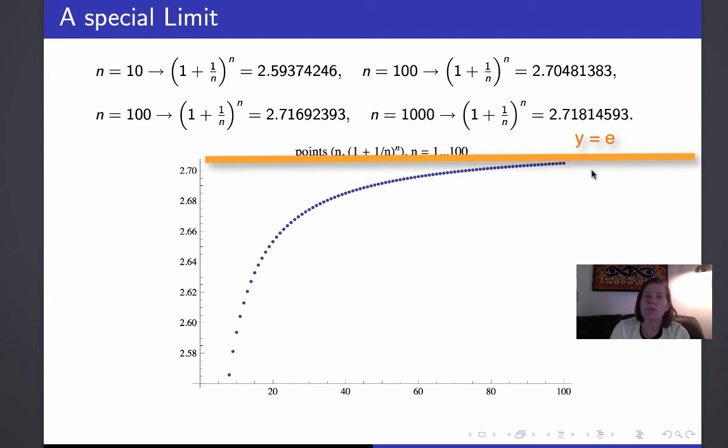So the limit as n goes to infinity of (1 plus 1 over n) to the n is equal to e.